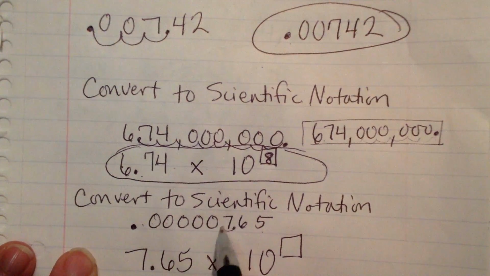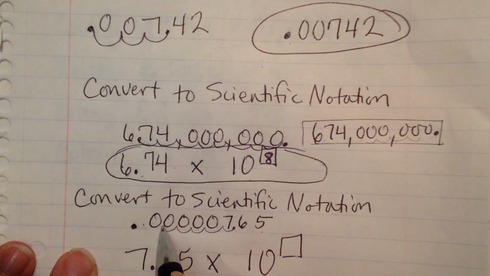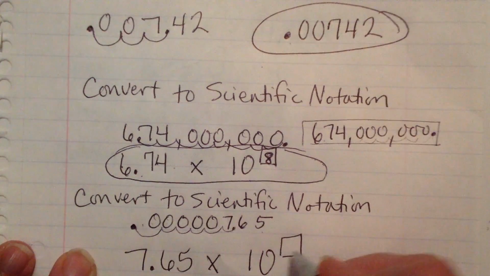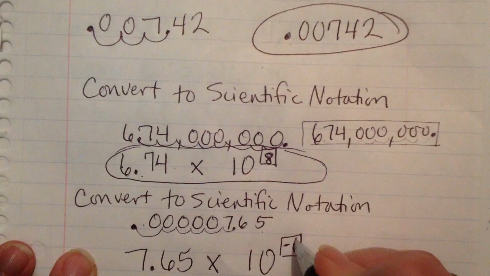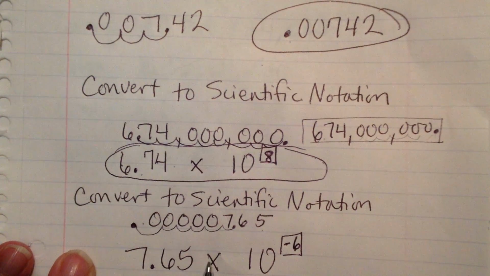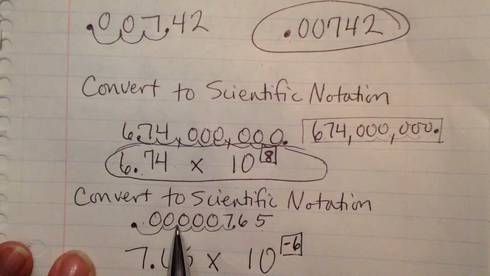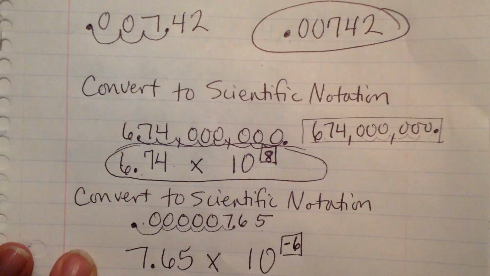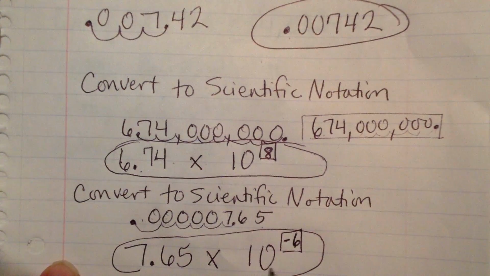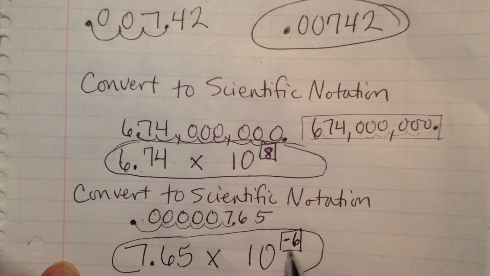So if I move it 1, 2, 3, 4, 5, 6 places to the left. Well, to move your decimal to the left 6 places, your exponent has to be -6. So 7.65 times 10 to the -6 would tell me to move my decimal that's in between the 7 and the 6 places to the left. 1, 2, 3, 4, 5, 6. So scientific notation for this number would be 7.65 times 10 to the -6.